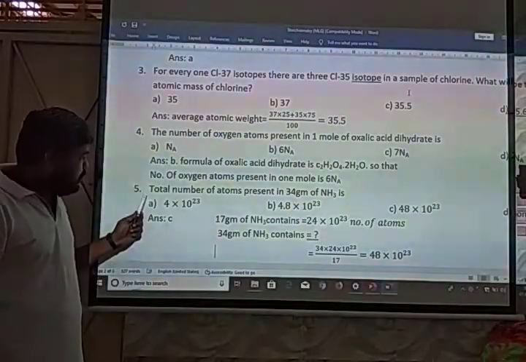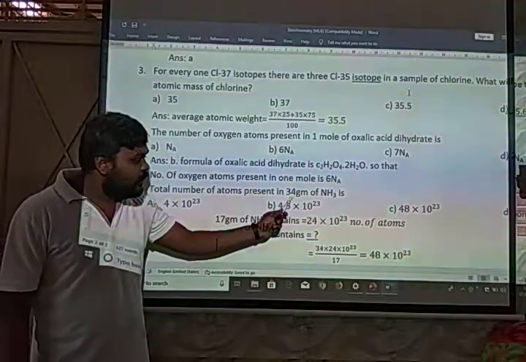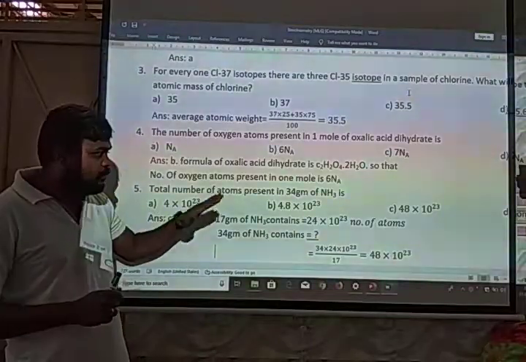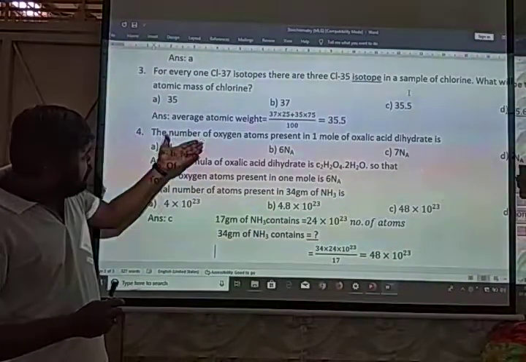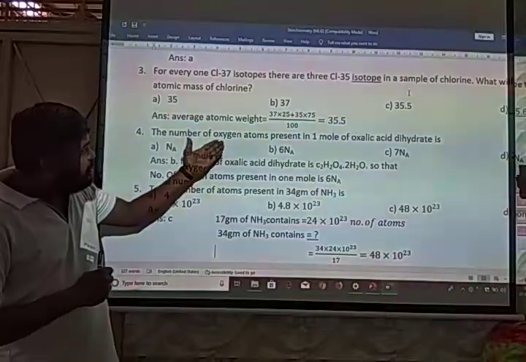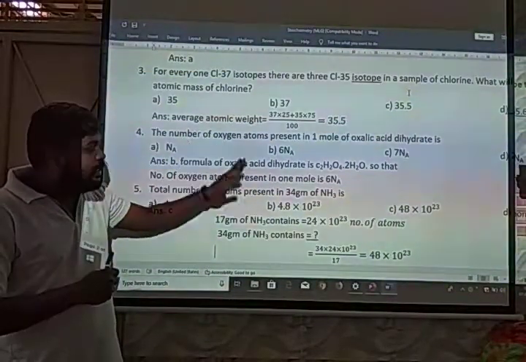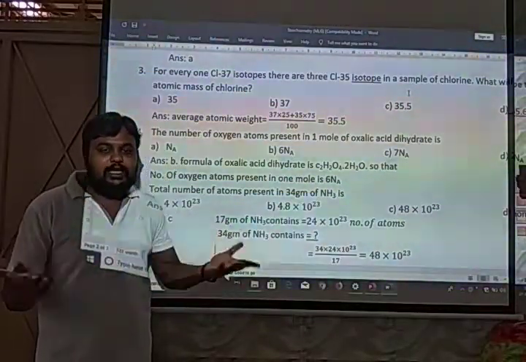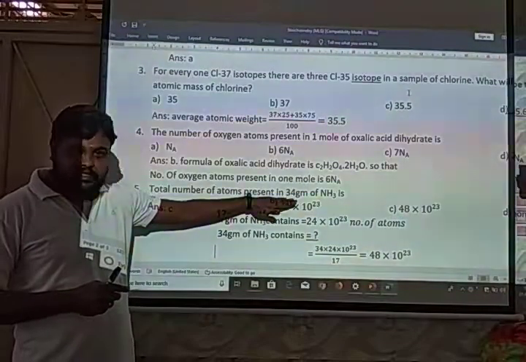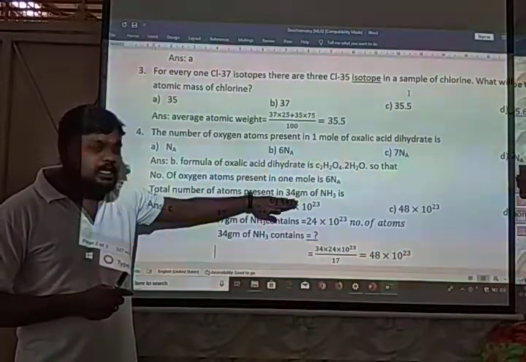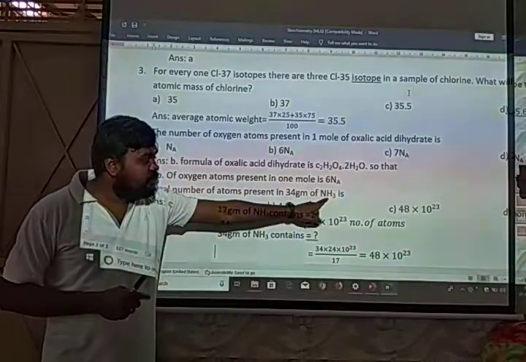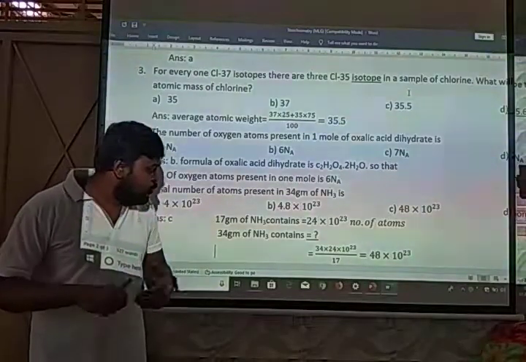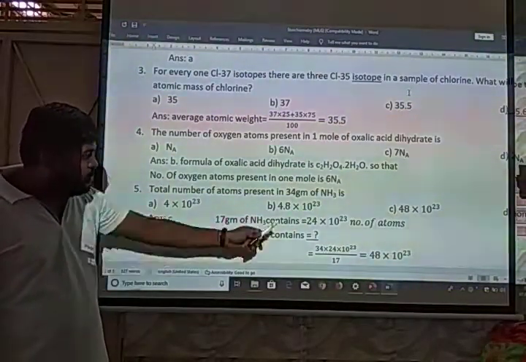The next question is the total number of atoms present in 34 gram of ammonia. In the previous question they gave only oxygen atoms, but here we have to consider all the atoms. So you have to find the number of moles first. The weight given here is 34 grams and the molecular weight of ammonia is 17. So you will get 2 moles.